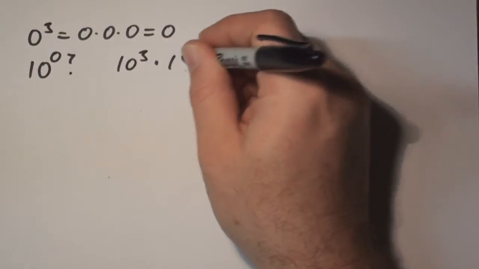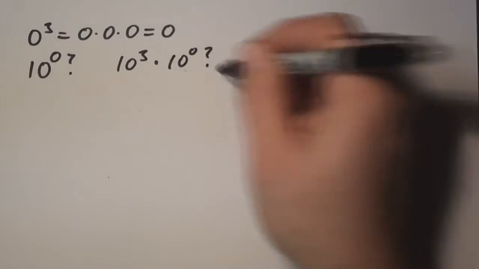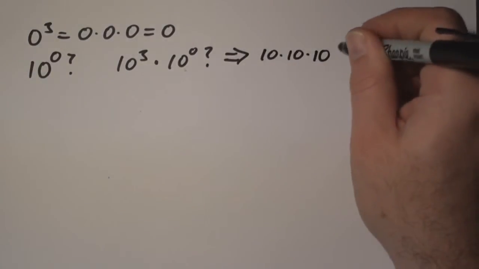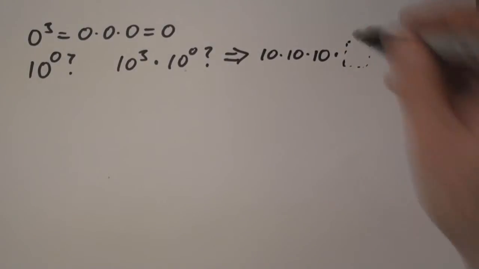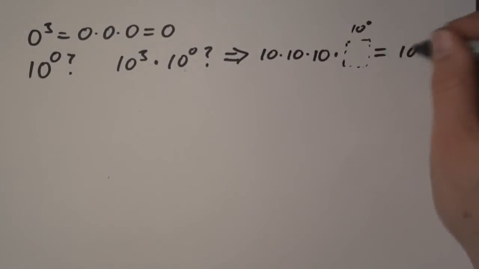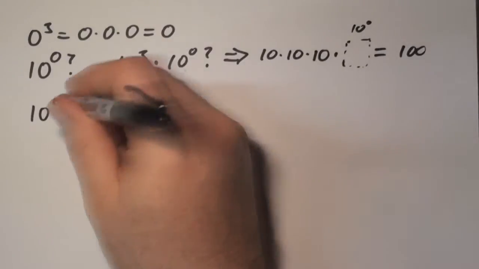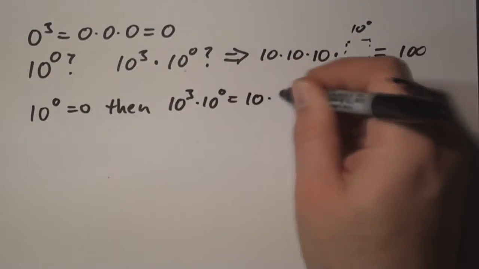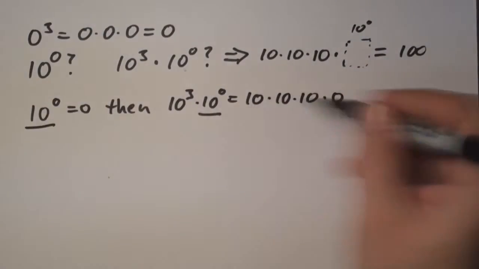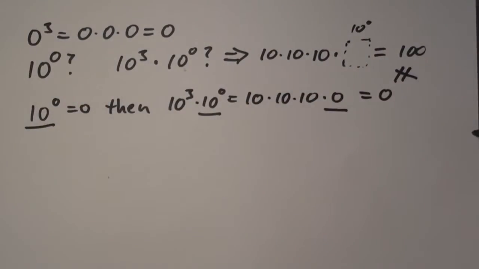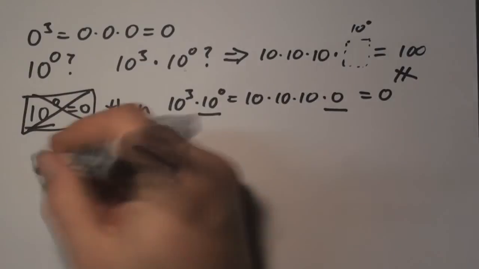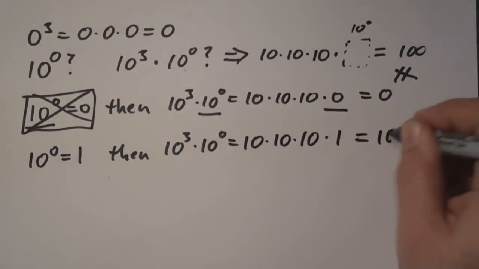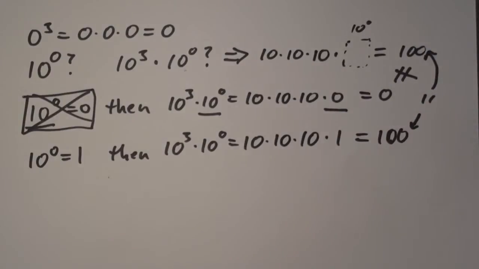10 to the power of 3 times 10 to the power of 0. Isn't this just 3 tens multiplied by 0 tens? Or 10 times 10 times 10? And 0 more tens? If we decide that 10 to the 0 is 0, then 10 times 10 times 10 times 0 is 0, not 100. It would probably be better to say that 10 to the power of 0 is 1, then 10 times 10 times 10 times 1 is 100.